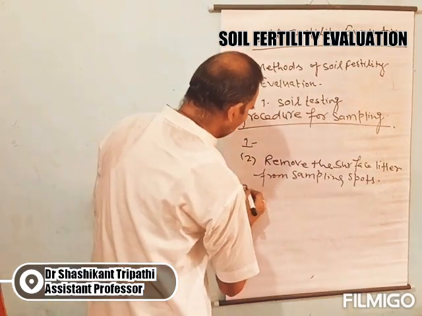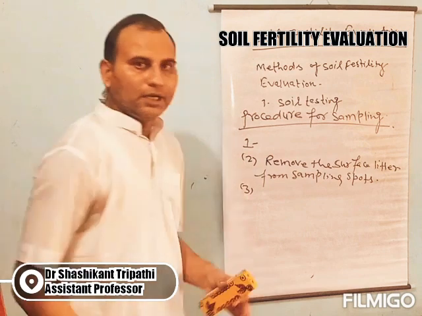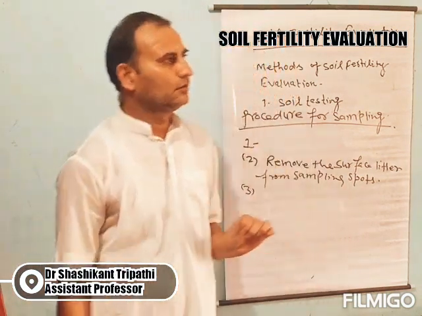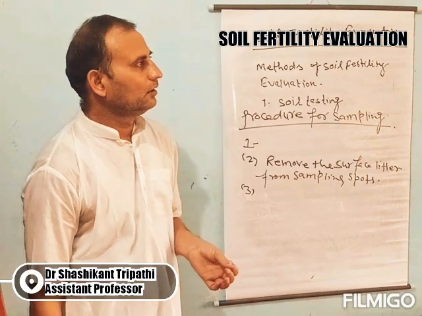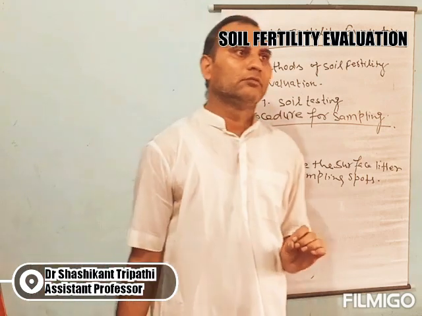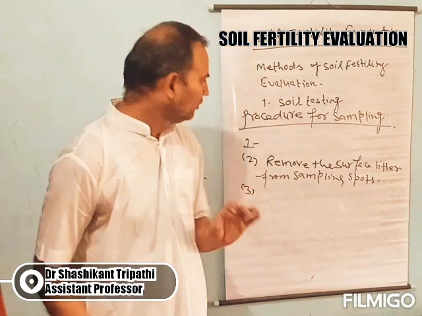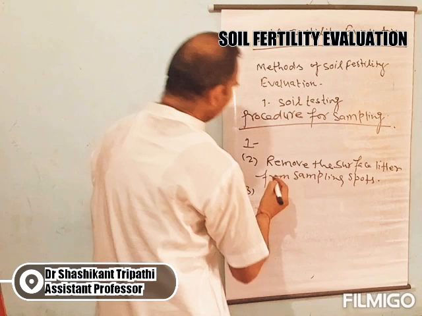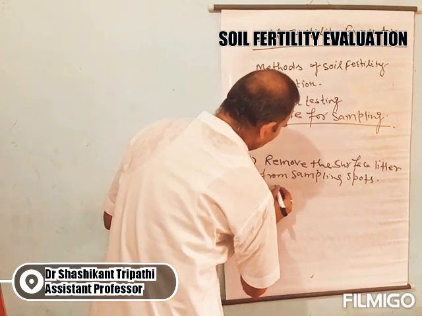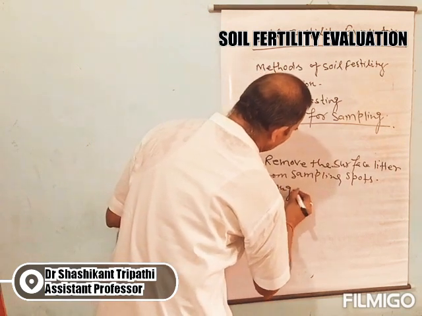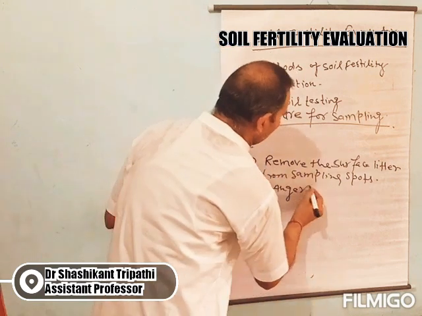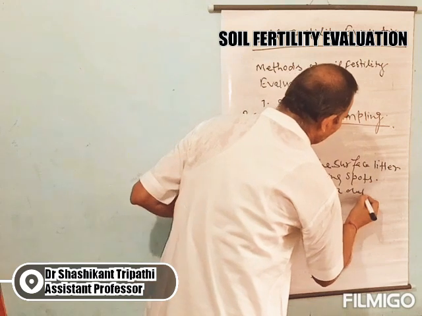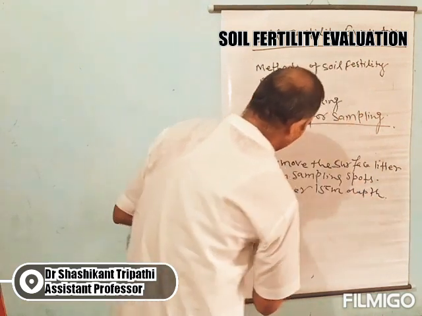Next point is, drive the auger to a plow depth of up to 15 centimeter and draw the sample. Use auger up to the 15 centimeter depth and draw the sample.